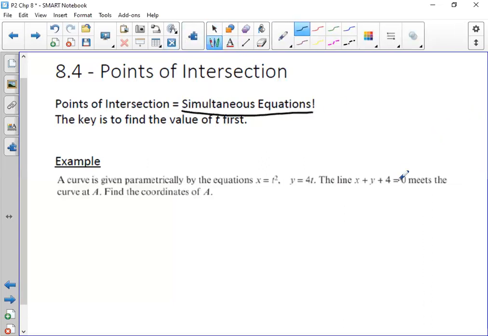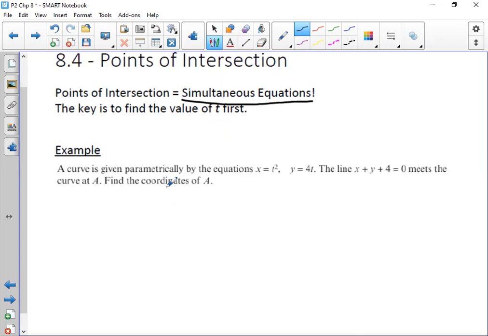Okay, right. So the key is to find the value of t first. Right, example in here. A curve is given parametrically by the equations x equals t squared and y equals 4t. Now this is parametric because you've got x equals something and y equals something, and connecting them has the t in there. So t is a parameter. The line x plus y plus 4 equals 0 meets the curve at A. Find the coordinates of A.